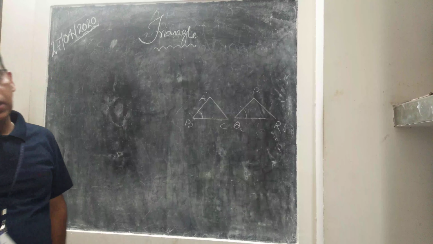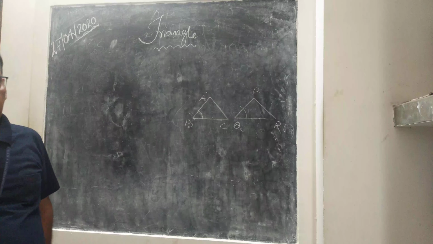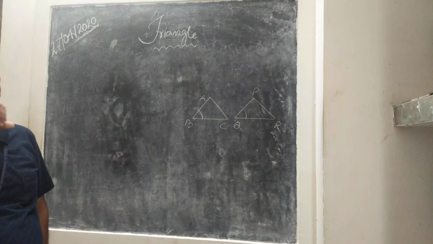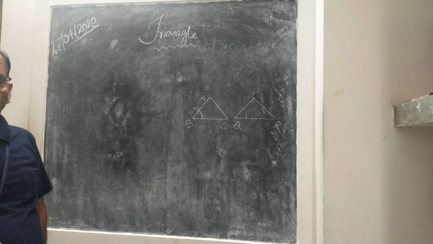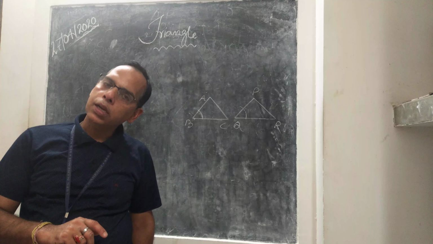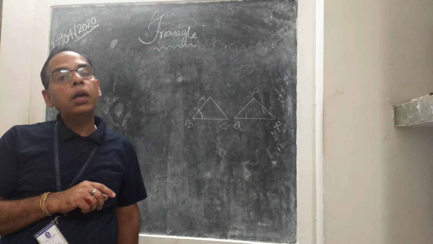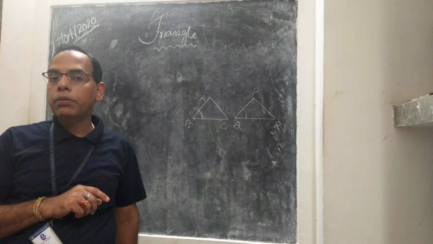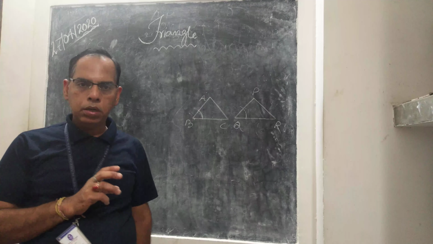So what I was asking is, what is the relation between congruency and similarity? All congruent triangles are similar. All congruent figures are similar. But all similar figures, all similar triangles, may not be congruent. That one you have to keep in mind.